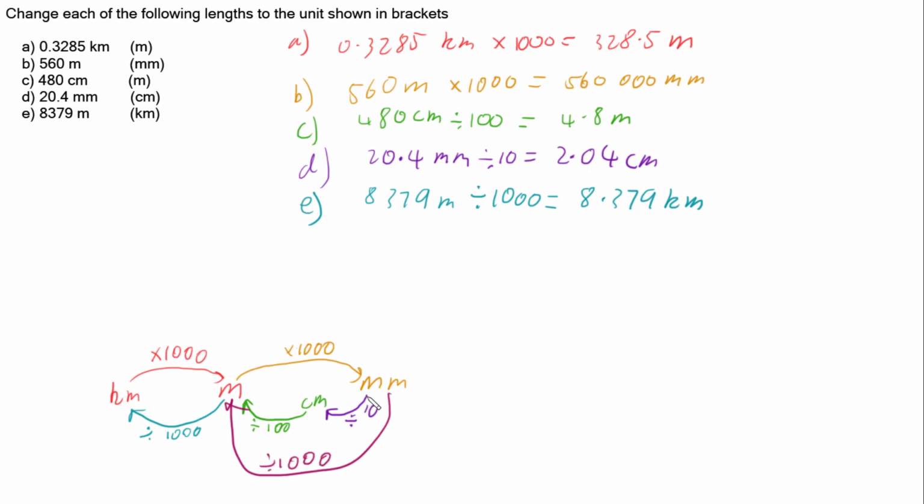And then there's a centimeter sitting in here, which makes things a little bit tricky because you just got to remember there's 100 centimeters in a meter. So to convert between meters and centimeters, you multiply or divide by 100. And there are 10 millimeters in a centimeter. So you've just got to remember that you've got to multiply or divide by 10 when converting between centimeters and millimeters.